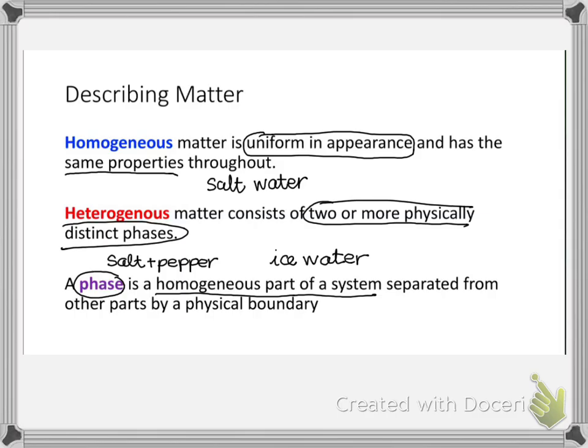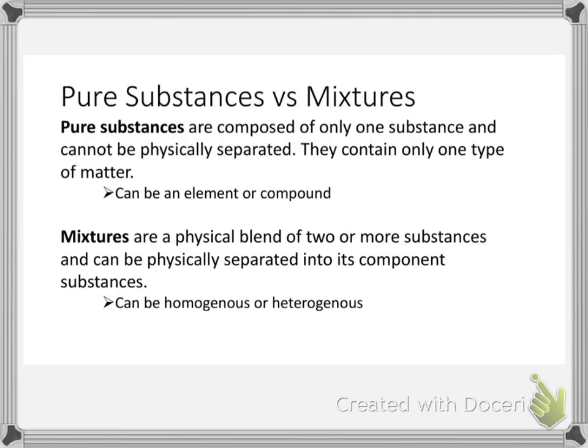So let's now, with those words homogeneous and heterogeneous, which again are describing an appearance or what we can see, talk about the differences between a pure substance and a mixture. If you look here, a pure substance is, importantly, composed of only one substance, and it cannot be physically separated.